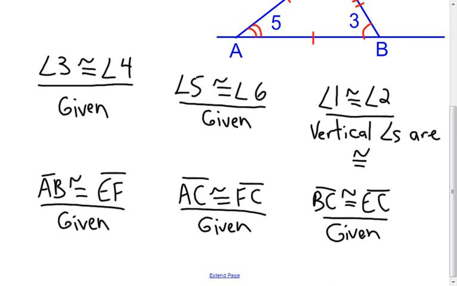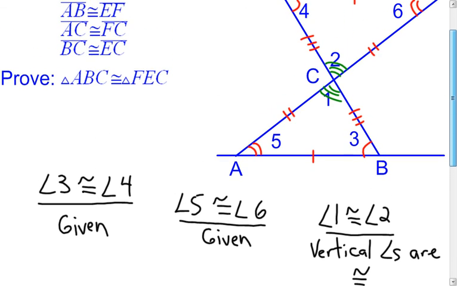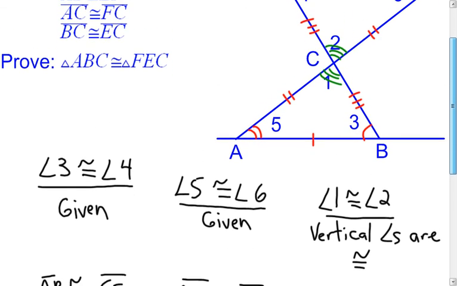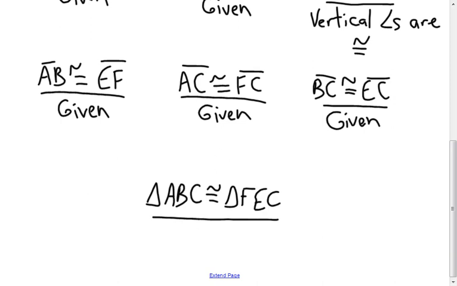Well, I have my 6 pieces of information that I need. Now I should be able to say that the 2 triangles are congruent, which would be triangle ABC and triangle FEC. Triangle ABC is congruent to triangle FEC. And my reason for this, not any different than the last proof that we did, is our definition of congruent triangles. Notice I'm abbreviating, leaving out some of the small words, using symbols.